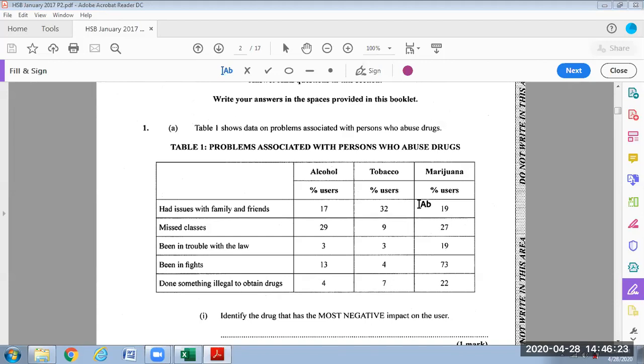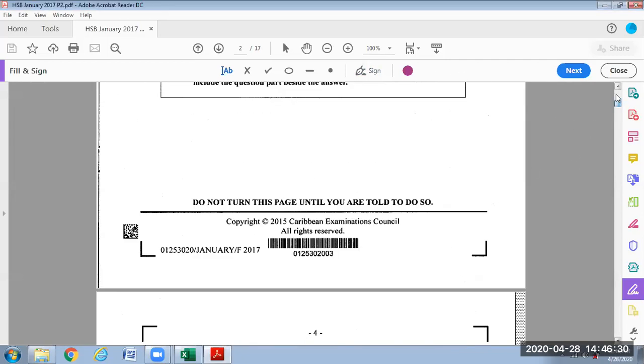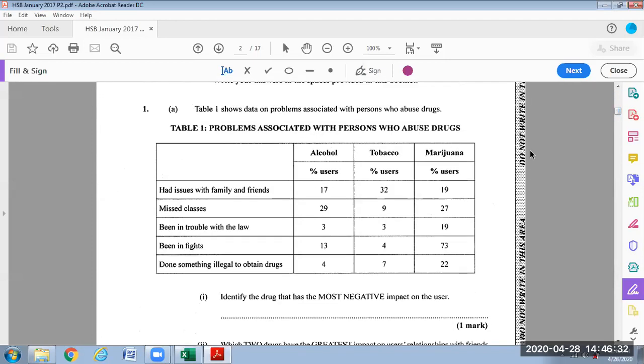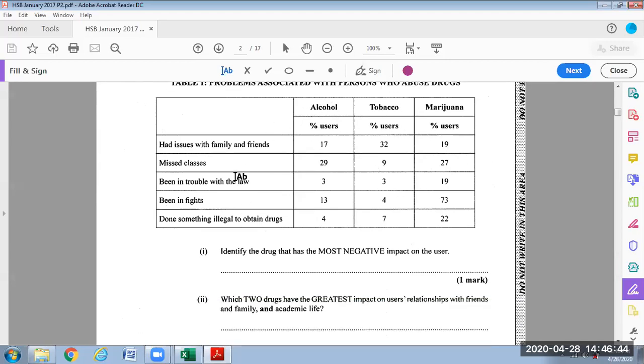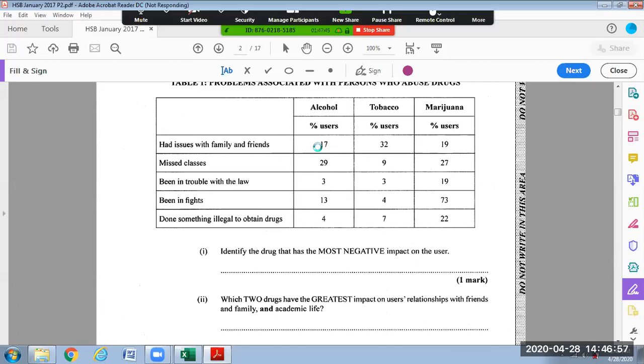Okay, so let's begin, January 2017. Any questions so far for me? Everybody have this paper, okay. Table 1 shows data on problems associated with persons who abuse drugs: alcohol, tobacco, marijuana. And these are the social issues here. Identify the drug that has the most negative impact on the user. Most negative. So we're looking at high numbers.